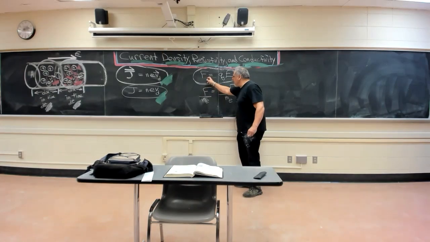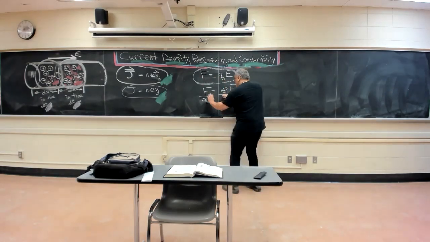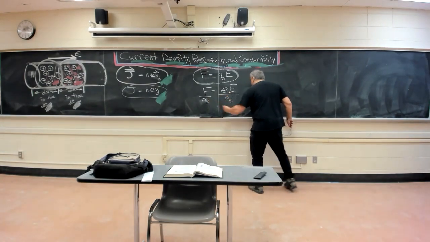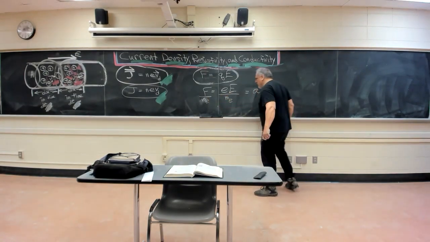We said F is equal to Q times E. Therefore, F is equal to small e times big E if Q is equal to small e. Sounds good to me. If I divide by m on each side, force divided by mass is acceleration.